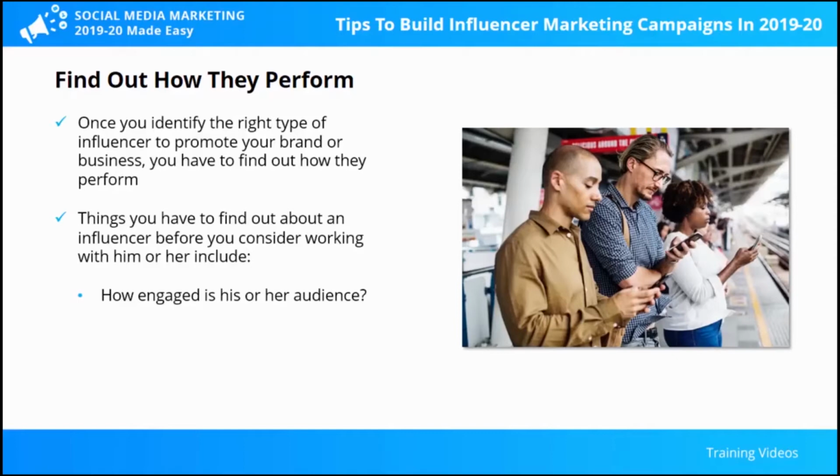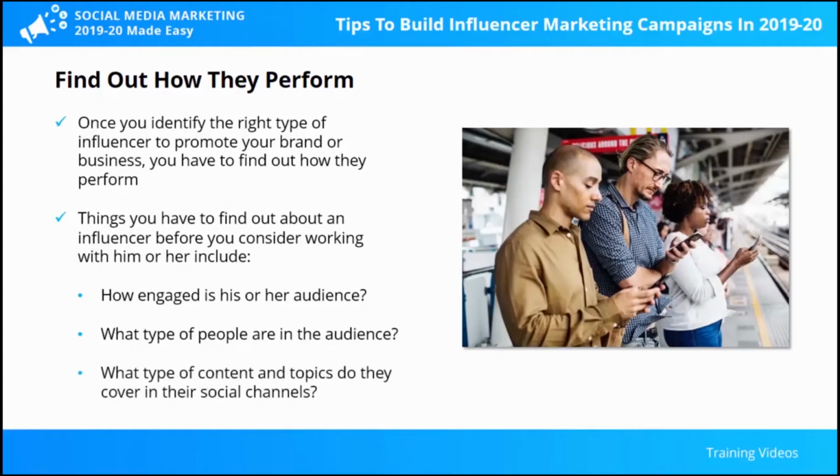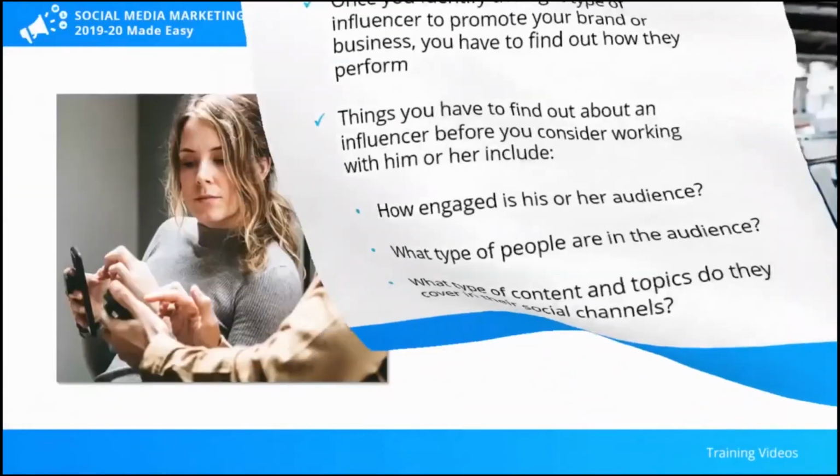To find out, monitor how often they share content, how often they comment on publications, and how willing they are to share the influencer's content with others. What type of people are in the audience? Ideally, you should approach influencers whose audience is very similar to your target audience. What type of content and topics do they cover in their social channels? It is important that you approach influencers that cover topics that are relevant to your target audience.